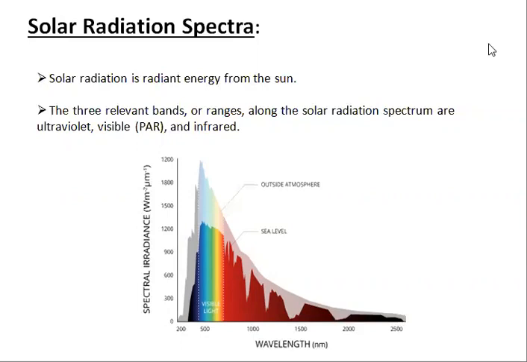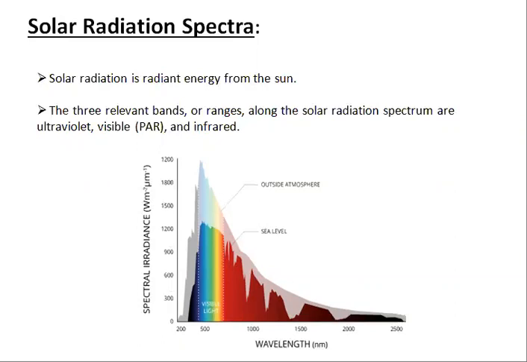Here you can see on the y-axis I represented the spectral irradiance, in watts per meter square per micrometer, and this is the wavelength in nanometers. Here you can see this is outside the atmosphere and this is the sea level, and this is the visible light. So this diagram shows that the solar radiation that reaches earth is made up of visible and infrared light. Only a small amount of ultraviolet radiation reaches the surface.